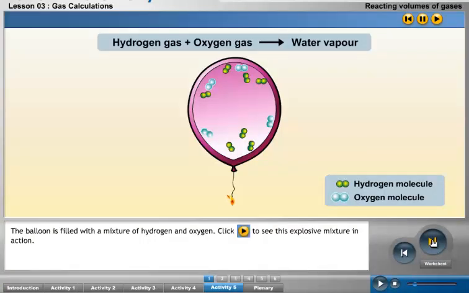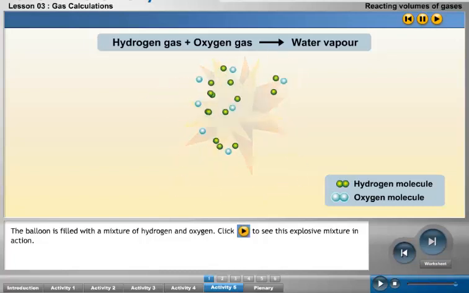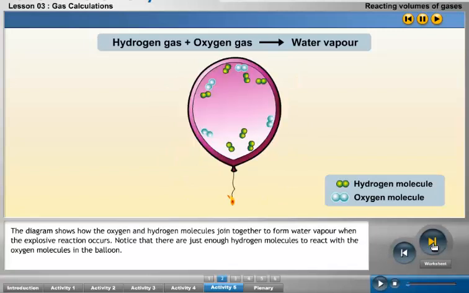The balloon is filled with a mixture of hydrogen and oxygen. Click play to see this explosive mixture in action. The diagram shows how the oxygen and hydrogen molecules join together to form water vapor when the explosive reaction occurs. Notice that there are just enough hydrogen molecules to react with the oxygen molecules in the balloon.